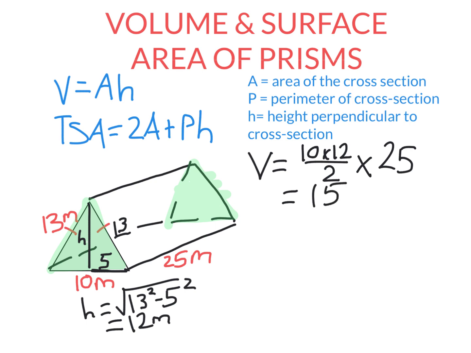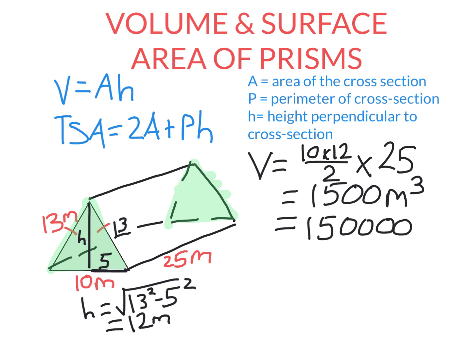It's 1,500 meters cubed. Now, just so you know, 1 meter cubed is 1,000 liters, so that means this would actually hold this many liters. A meter cubed is really big, it holds 1,000 liters. So this shape here would hold 1,500,000 liters.